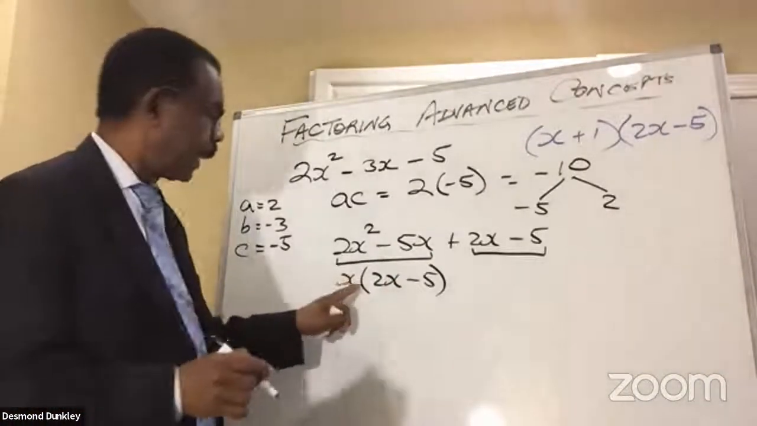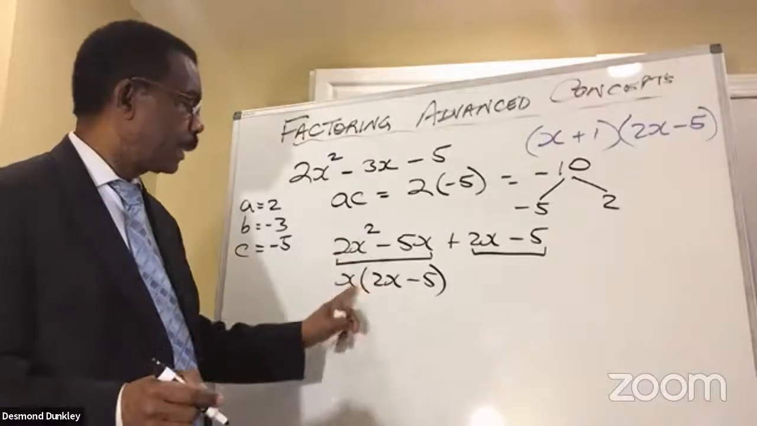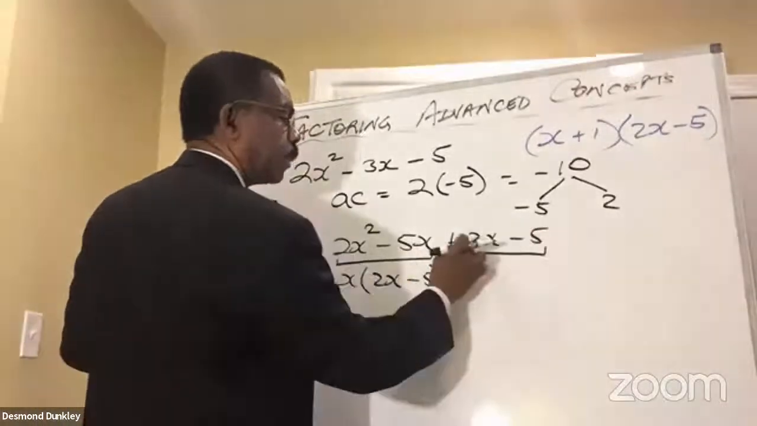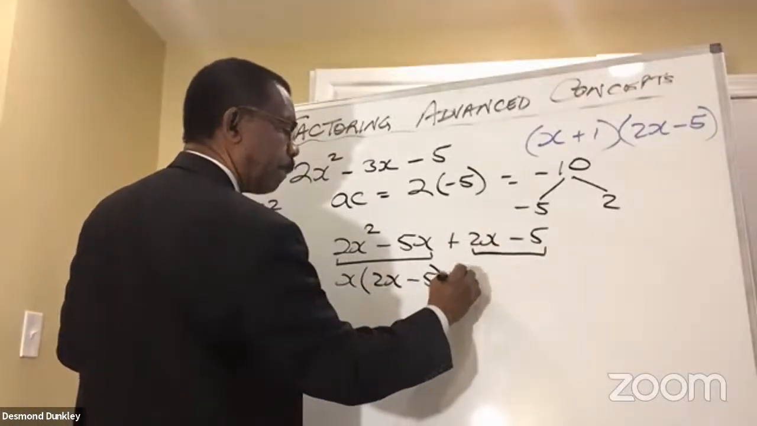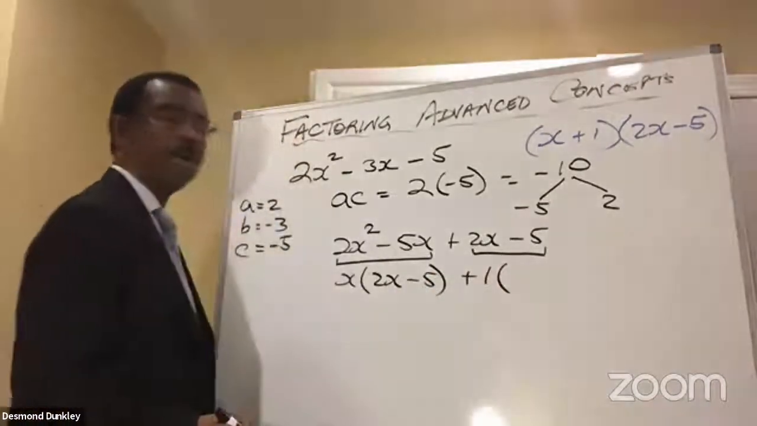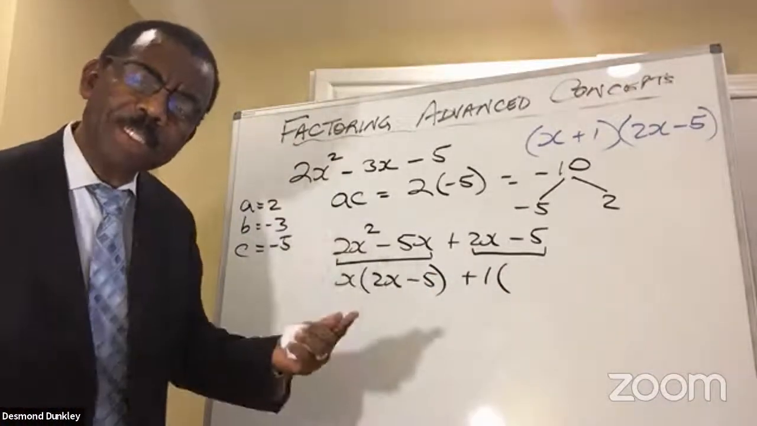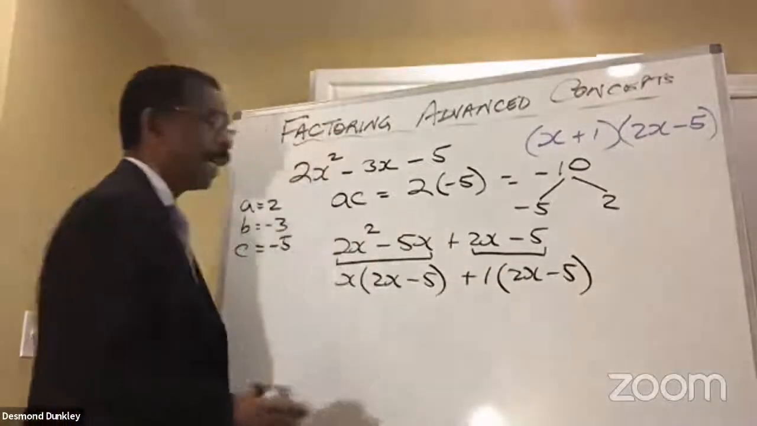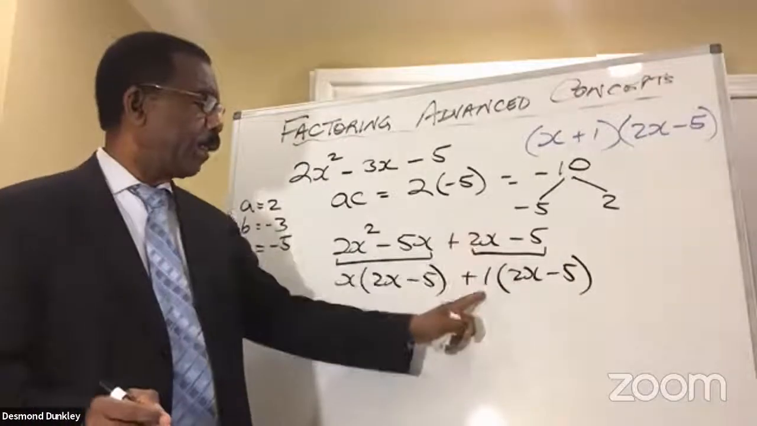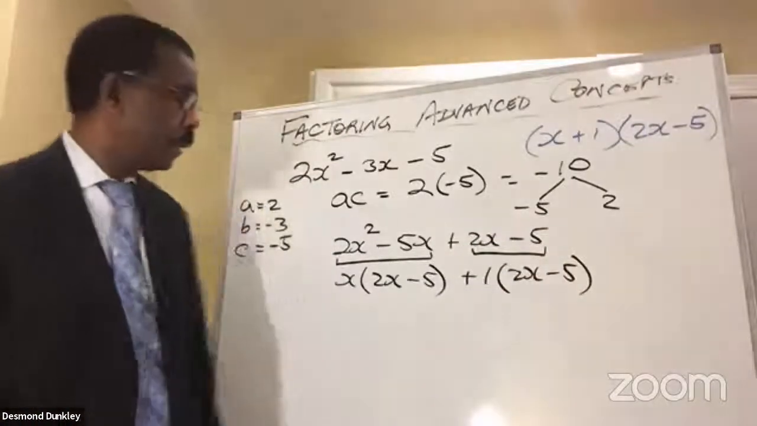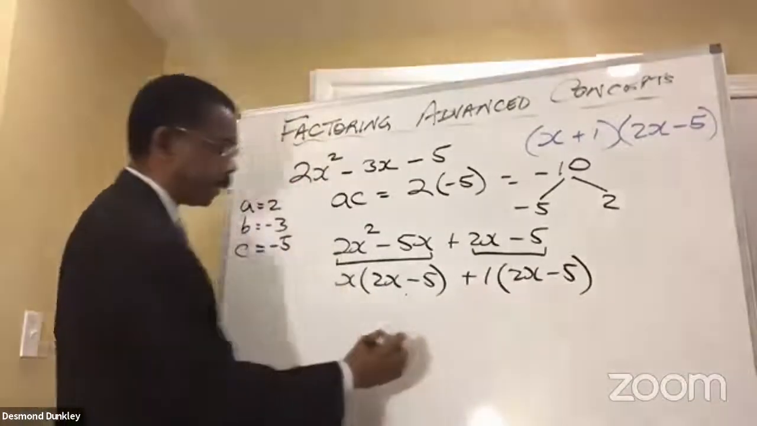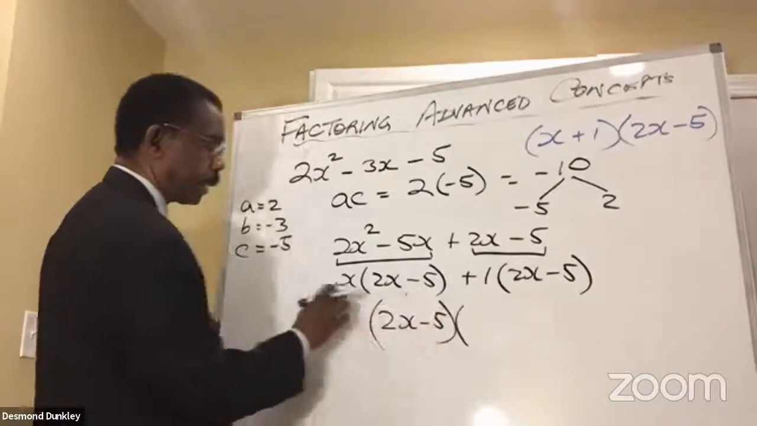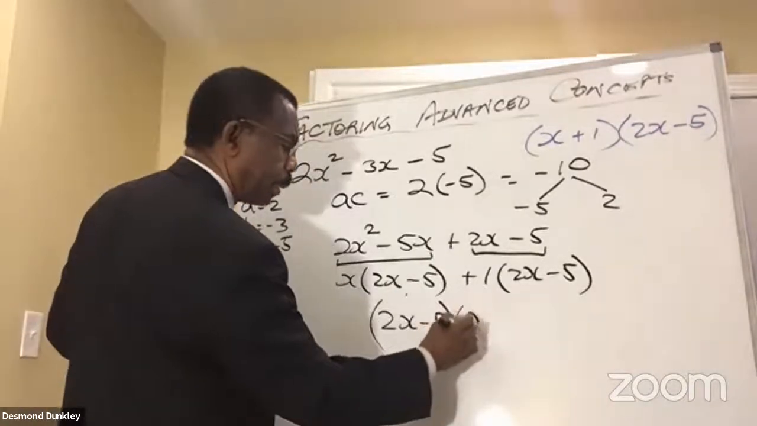Let's check. x times 2x, 2x squared. x times -5, -5x. What is common to these two things? The only thing that's common is +1. That's the only thing that's common to those two different terms. So if I put 2x minus 5, let's check. 1 times 2x, 2x. 1 times -5, -5. So this is common to that. So therefore we can write 2x minus 5 times x plus 1.